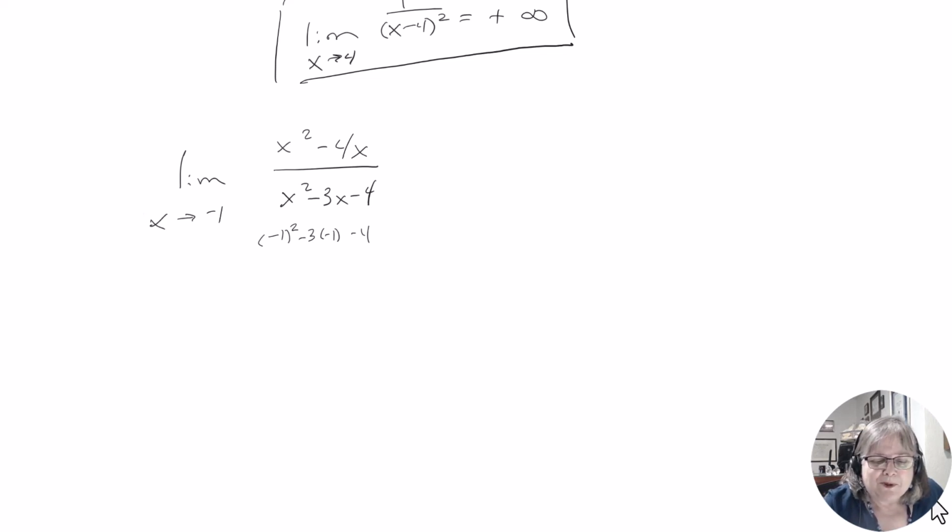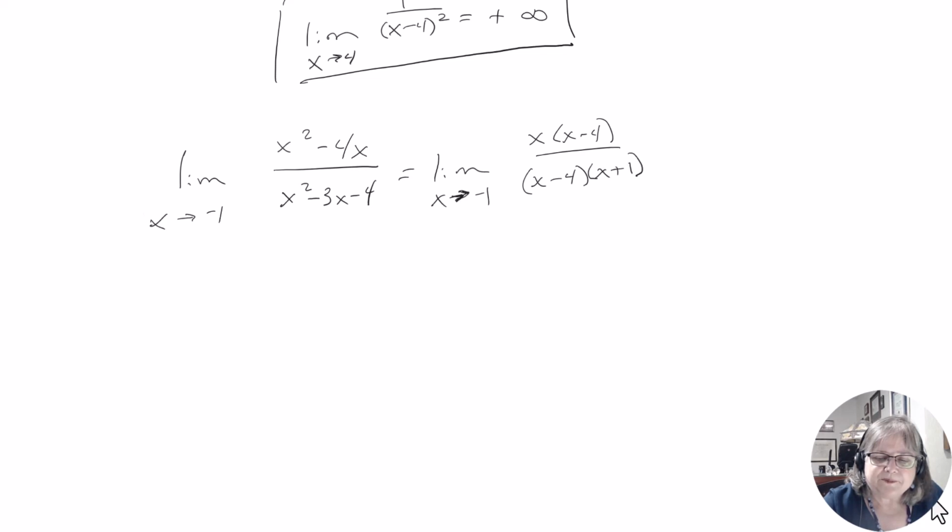So this will be 1 plus 3 minus 4. Yep, that's 0 on the bottom. That's a problem. Okay, so let's try factoring. Just because we're in this section doesn't mean you can forget what it is that you're doing up before this. So you'd have x times x minus 4 over x minus 4 times x plus 1. And these x minus 4's cancel.